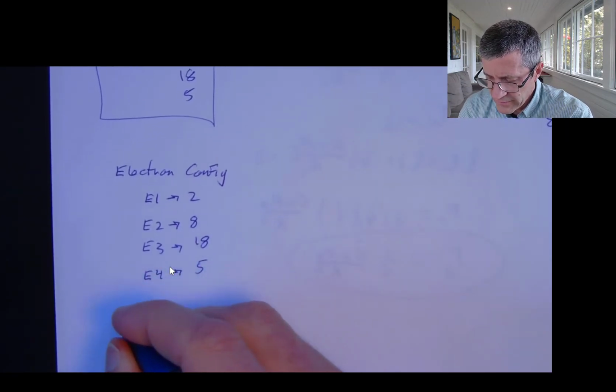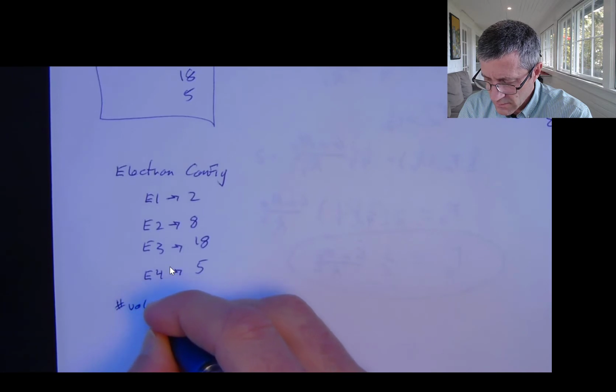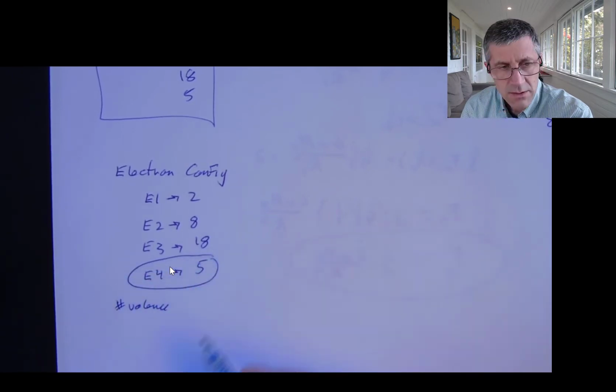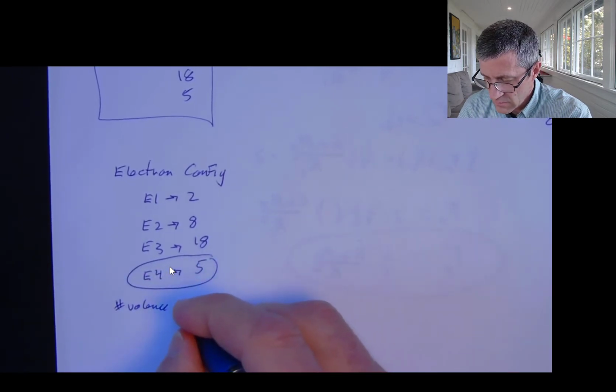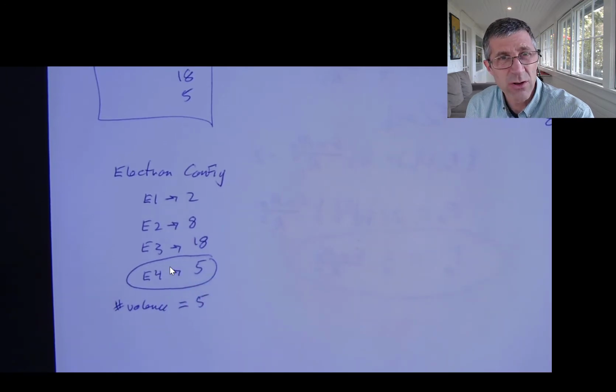So the number of valence electrons is going to be 5. That's the number of electrons in the outermost energy level. And this is the really interesting thing. That's the number of electrons that are going to be involved with doing stuff that we care about for really the rest of chemistry class.